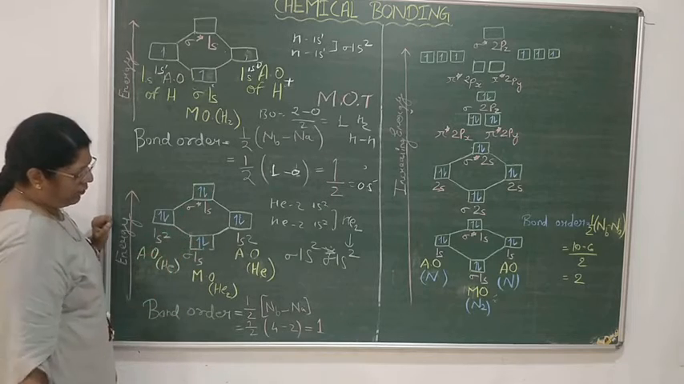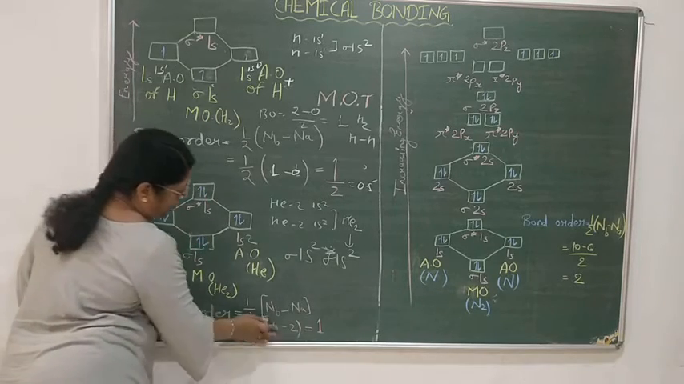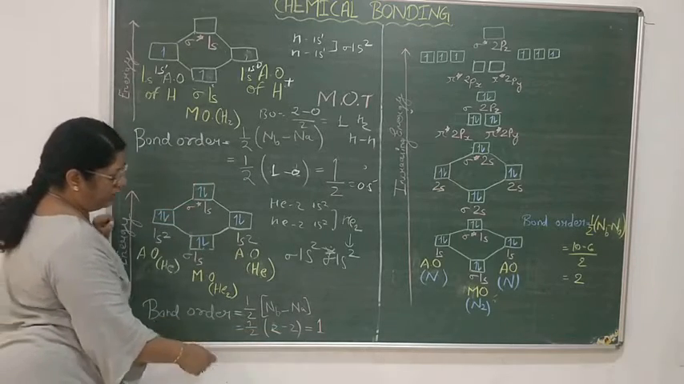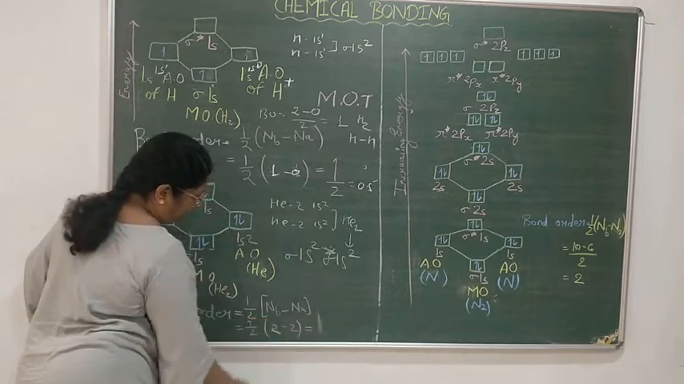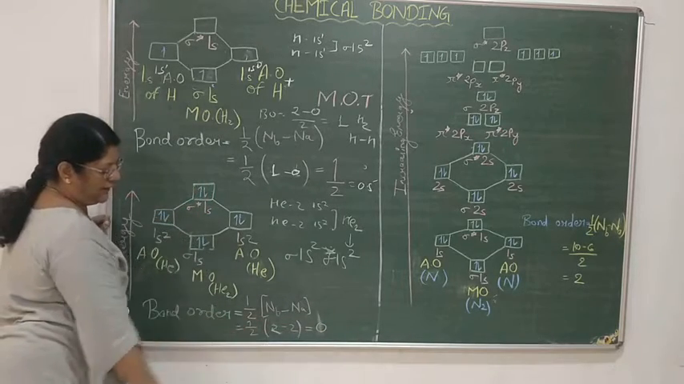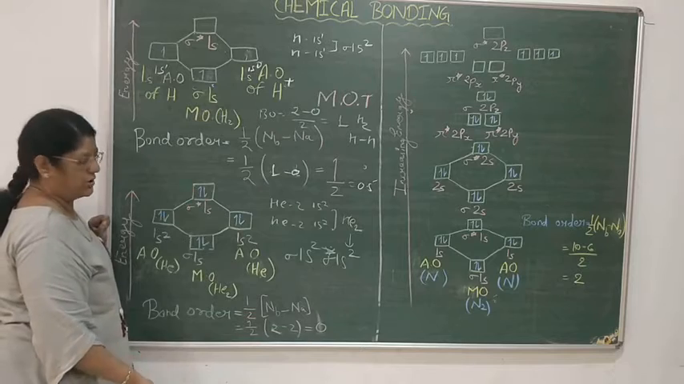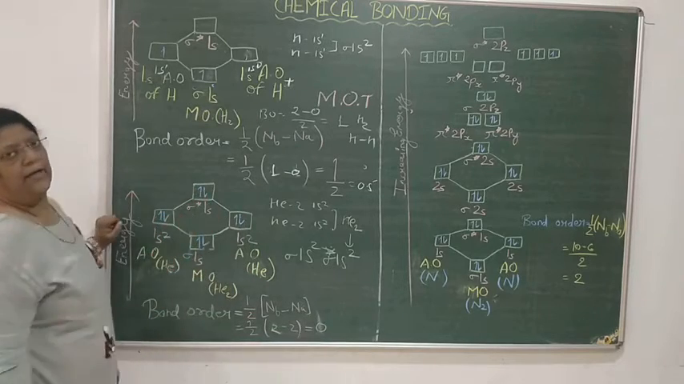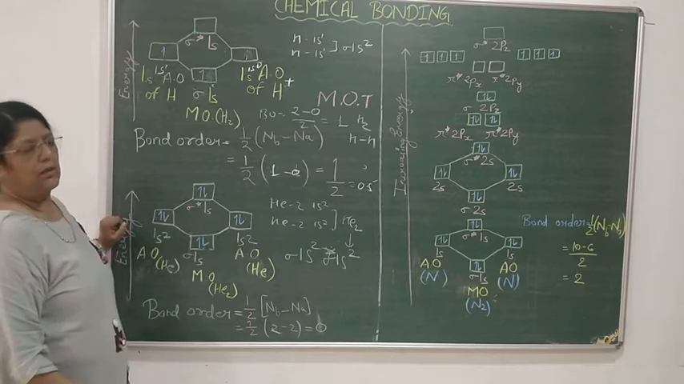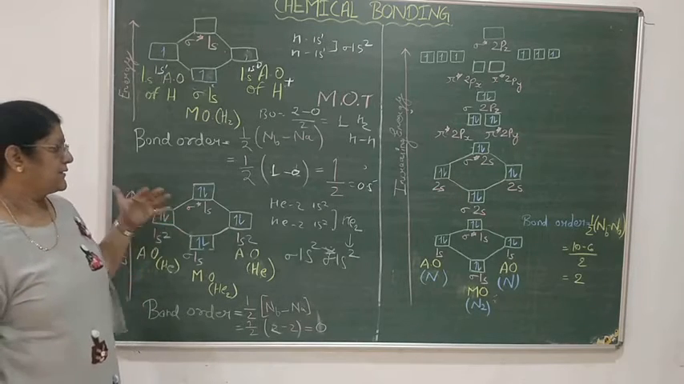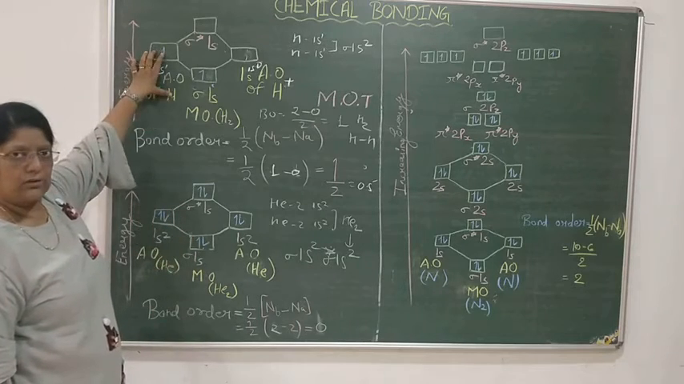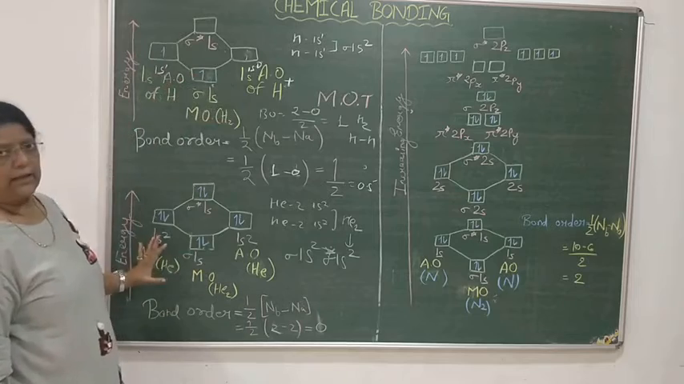So the number of bonding and anti-bonding electrons are both 2, so 2 minus 2 is 0, and 0 by 2 is equal to 0. So the existence of any inert gas in a diatomic state is not possible. So this is helium, after hydrogen, then H2 positive, then helium.